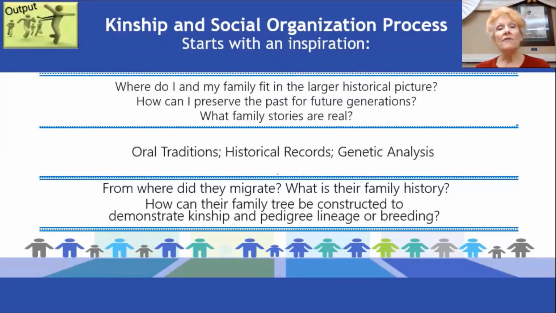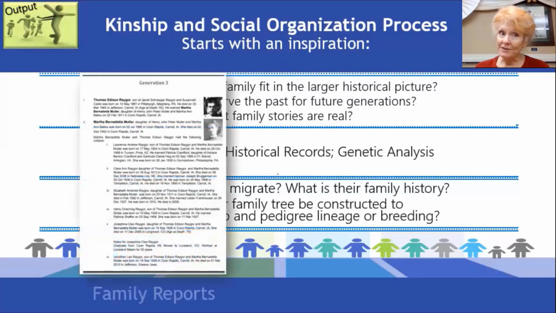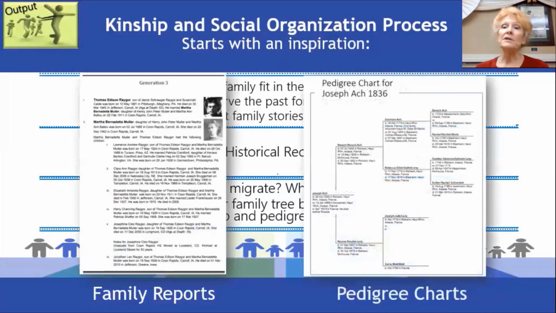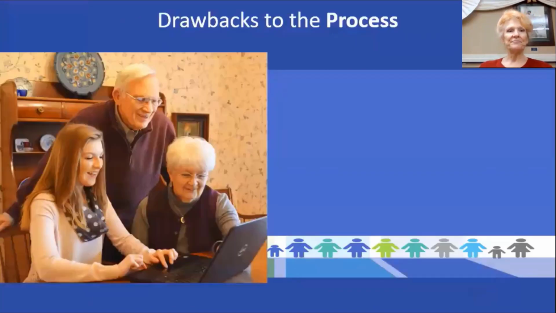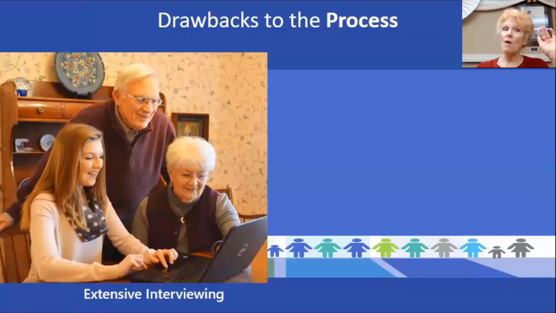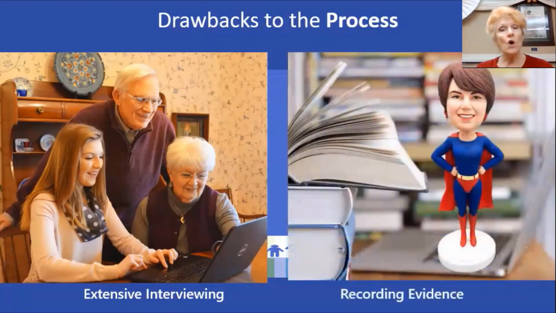The output results are often written as narratives like Ahnentafel or family reports, or charts like pedigree charts or family group sheets, shaped by several inspirations or questions. Nevertheless, they say, the kinship and social organization process has drawbacks, especially extensive interviewing of individuals to collect statistics and recording their pedigrees with evidence that proves an ancestor is a real person and not a mythological or legendary figure. We call that documentary proof or evidence.